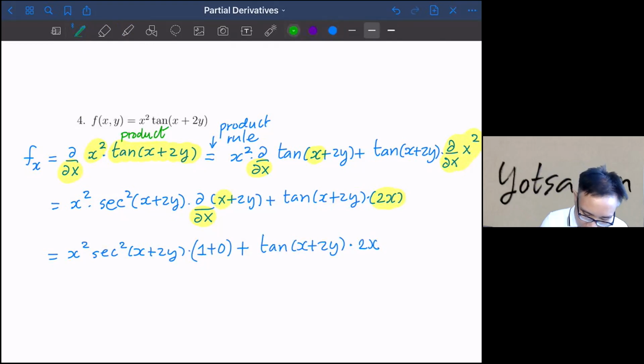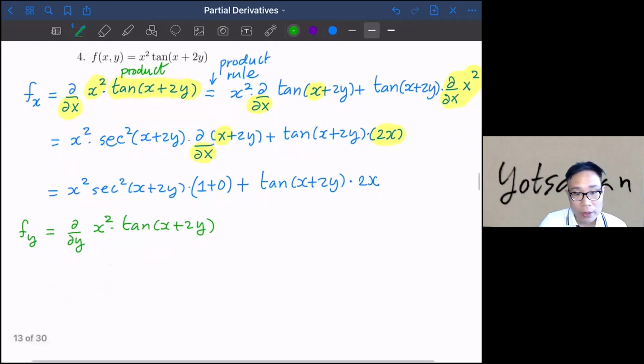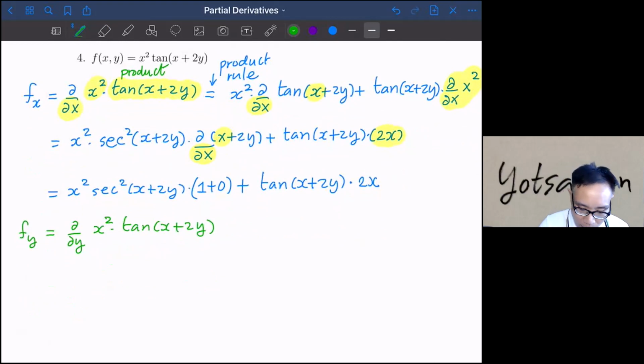The next one, you'd like to find fy. For fy, you're going to set this one up. So it's going to be d/dy, and you differentiate with respect to y of x squared tan(x + 2y). You see that this one you are differentiating with respect to y, okay? And you have y in the second function only. For the first one, this becomes constant.